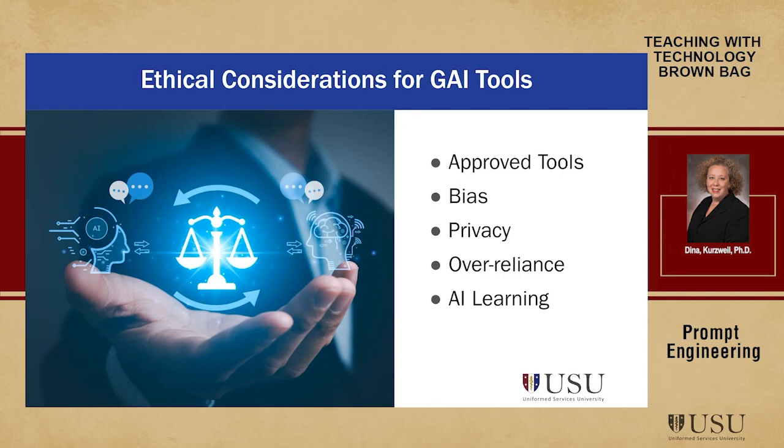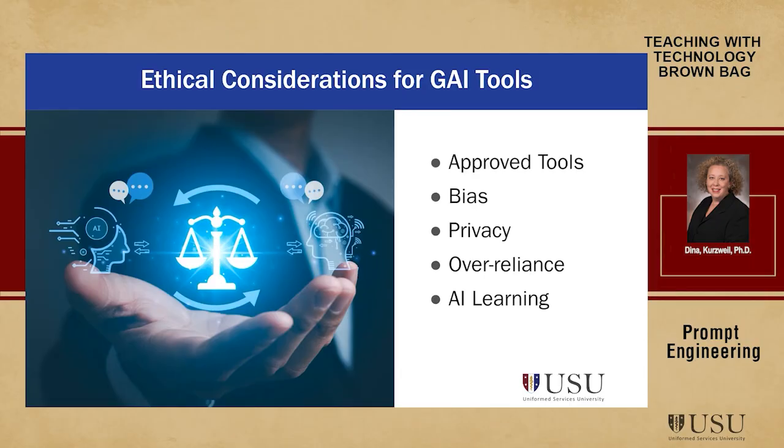We also need to consider bias. AI models can reflect the biases of their training data, just like any other data that you put in. So you need to be aware of the potential biases in AI outputs and teach yourself and your learners to critically evaluate them. Again, hitting on the privacy, ensure compliance, especially if you're putting any type of data in, whether it be patient data, whether it be research data when using these AI tools.